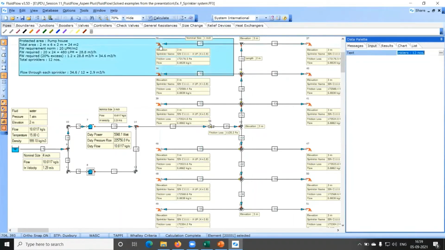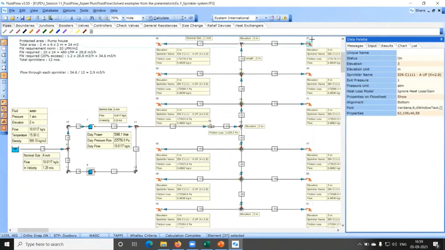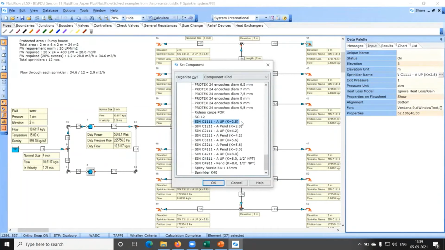Then, if you click on one of the sprinklers, there are different models available for the sprinkler. Like the one which you have taken here has K equal to 2.8. K factor shows the capacity of the sprinkler nozzle. If I have K say 4.2, right? Meaning for the same pressure drop, this sprinkler will give more flow.